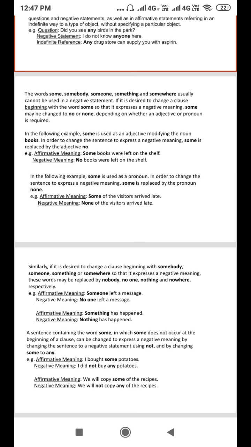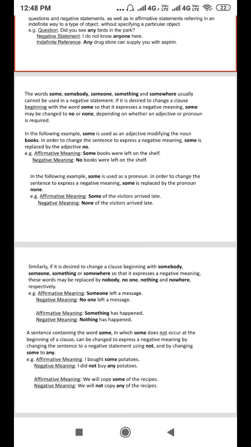Similarly, if it is desired to change a clause beginning with somebody, someone, something, or somewhere so that it expresses a negative meaning, these words may be replaced by nobody, no one, nothing, and nowhere, respectively. Example, affirmative meaning: Someone left a message. Negative meaning: No one left a message. Affirmative meaning: Something has happened. Negative meaning: Nothing has happened.